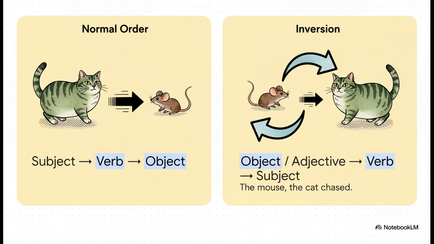Most English sentences follow a super basic pattern, right? Subject, then verb, then object. Like, the dog chased the ball. Simple. But with inversion, you flip that whole structure on its head. You might start with the object or an adjective and push the subject way to the back.